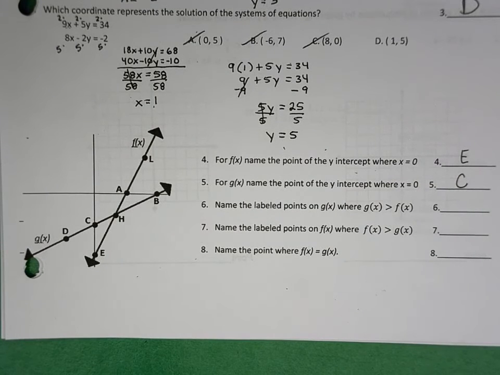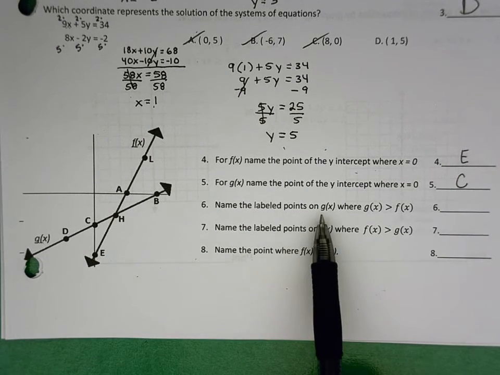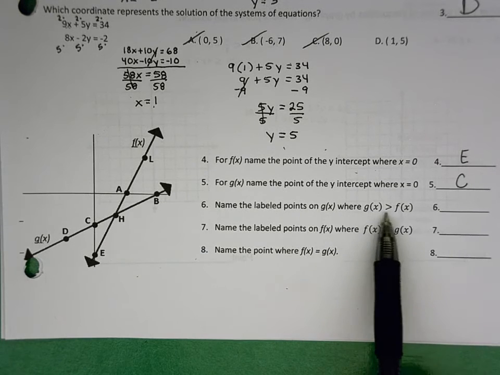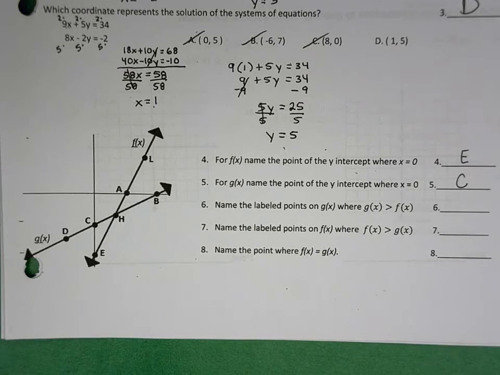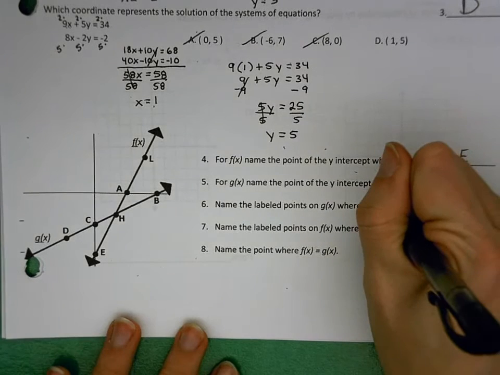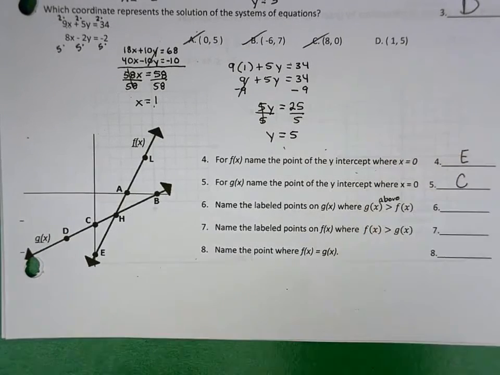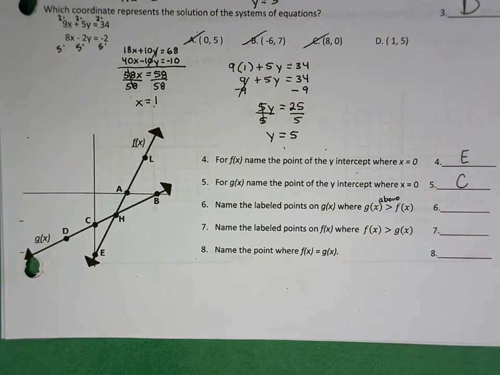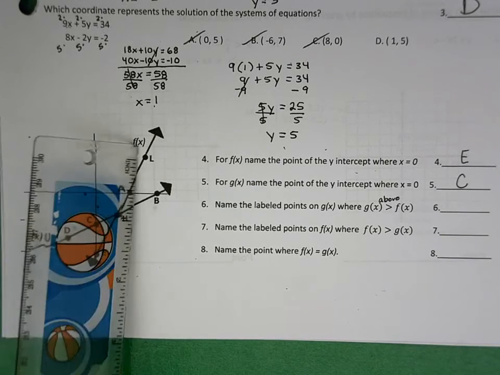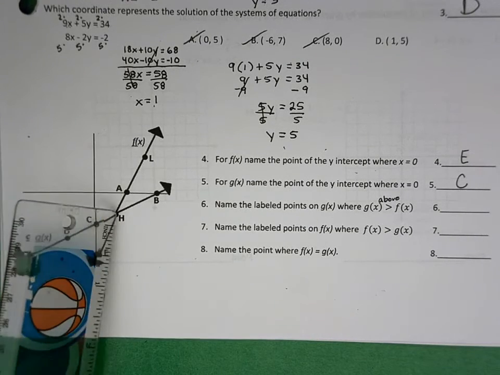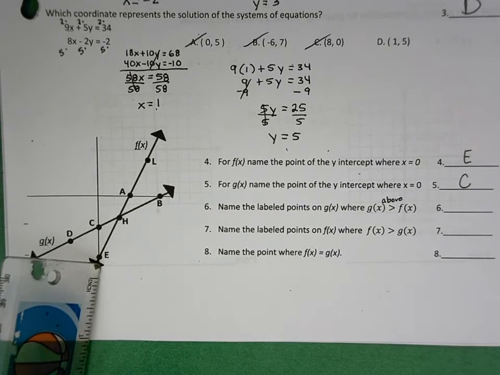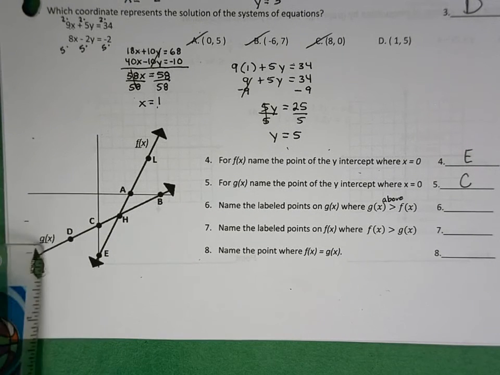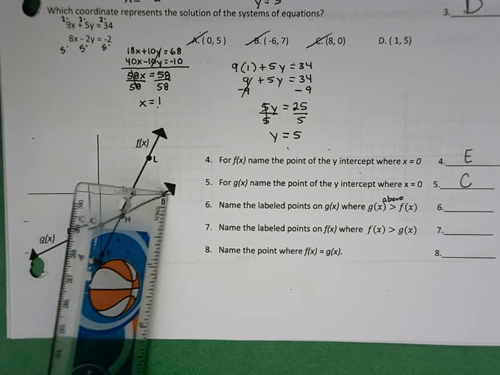Next up, we're asked to name the labeled points on g of x where g of x is greater than f of x. And so if g of x is greater than f of x, it means that for that part of the graph, g of x has to be above f of x. Well, if I were to test this by putting a line on, I notice here that I have 4 parts. I have this piece of f of x and this bottom piece of f of x. I have this left piece of g of x and this right piece of g of x.